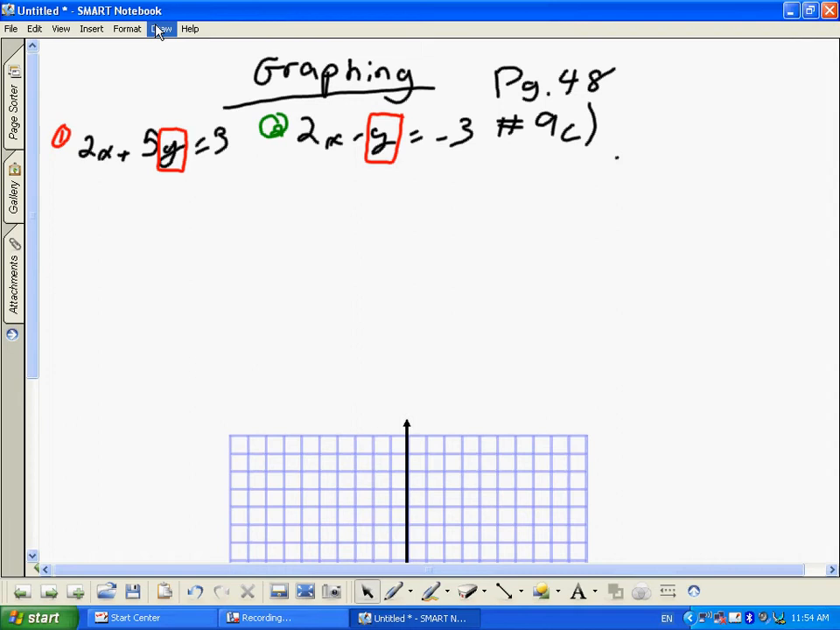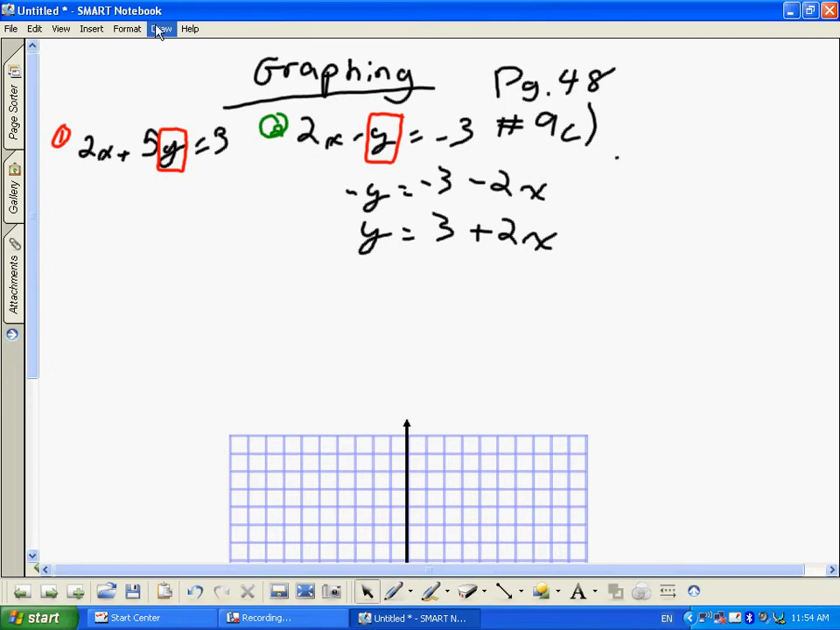Start with the first equation. Actually, no. We'll start with the second because it's a little easier. Then we'll go to the first. So, we have y on this side. I'm going to move 2x to the other side. Negative 3 minus 2x. Then when I bring the negative over, it becomes y equals 3 plus 2x.